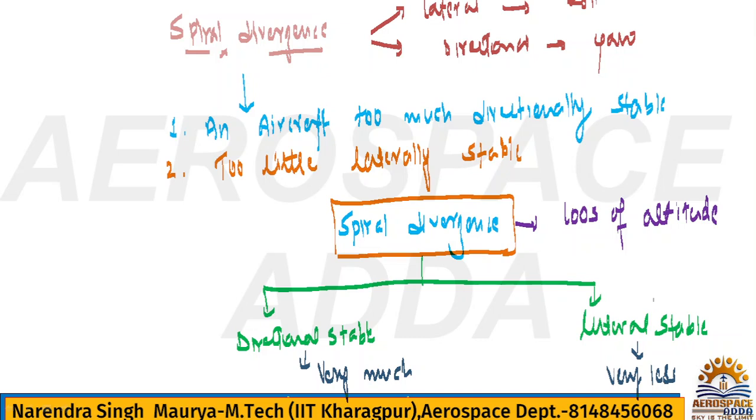Because rolling will be there, and once rolling comes, then the lift vector will be tilted, and once the lift vector is tilted, the amount of lift decreases. Okay, because the L cos component will come with the lift, and obviously that value will be less. That you know very well.